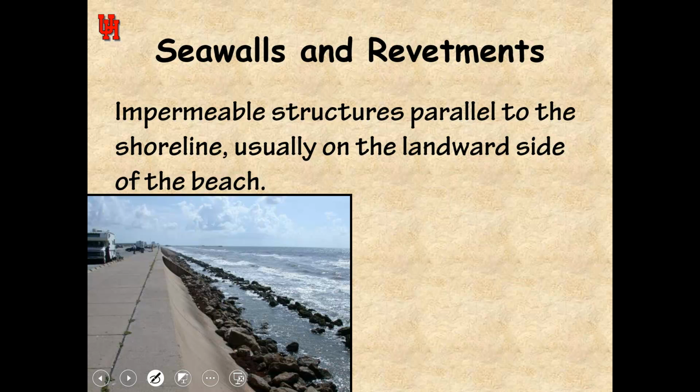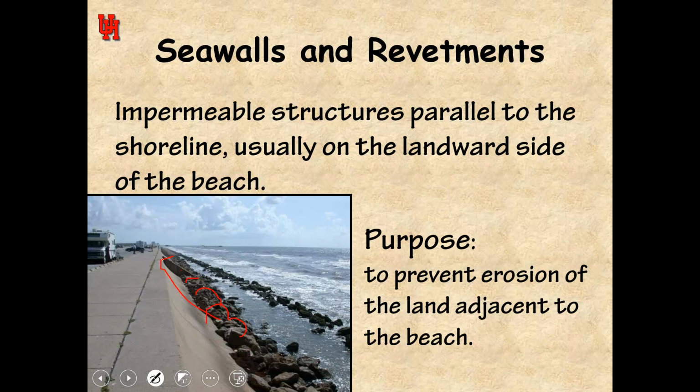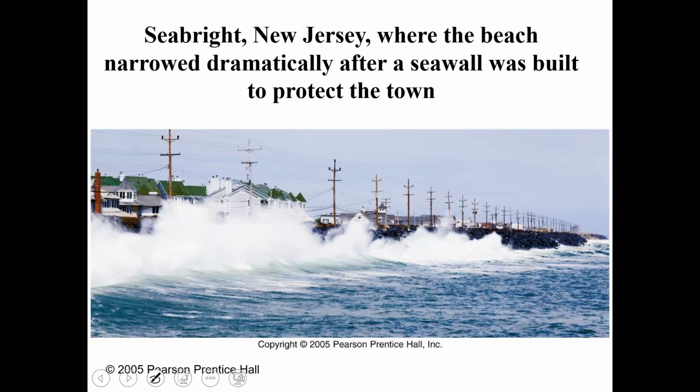Now, a third thing we could do, we could build a seawall or a revetment, and basically this is something that's built parallel to the shore and on the landward side of the beach. We know it best as the Galveston seawall. Now, the purpose of a seawall is different from that of a jetty or a groin, and that is it's to prevent erosion of the land adjacent to the beach. It's not meant to protect the beach itself.